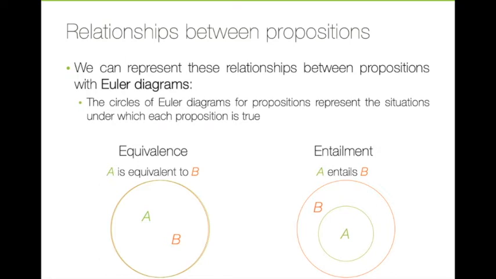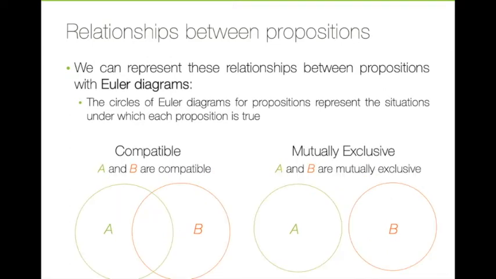The right-hand diagram shows entailment. If A entails B, any of the circumstances that make A true also make B true. So we represent that with circle A falling within circle B. What this shows is that B may be true when A isn't, but all the circumstances where A is true have to be circumstances where B is true. So they have to be among the circumstances where B is true.